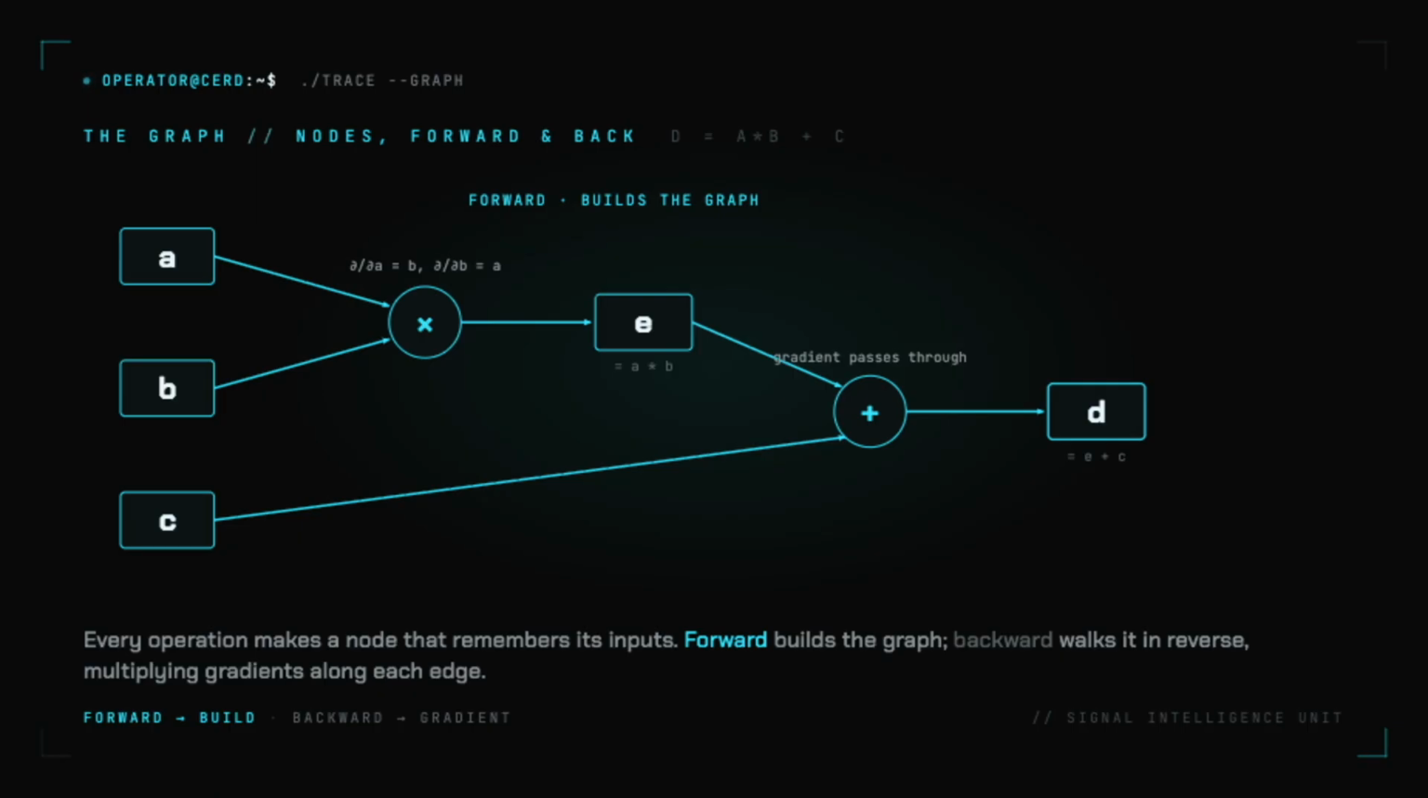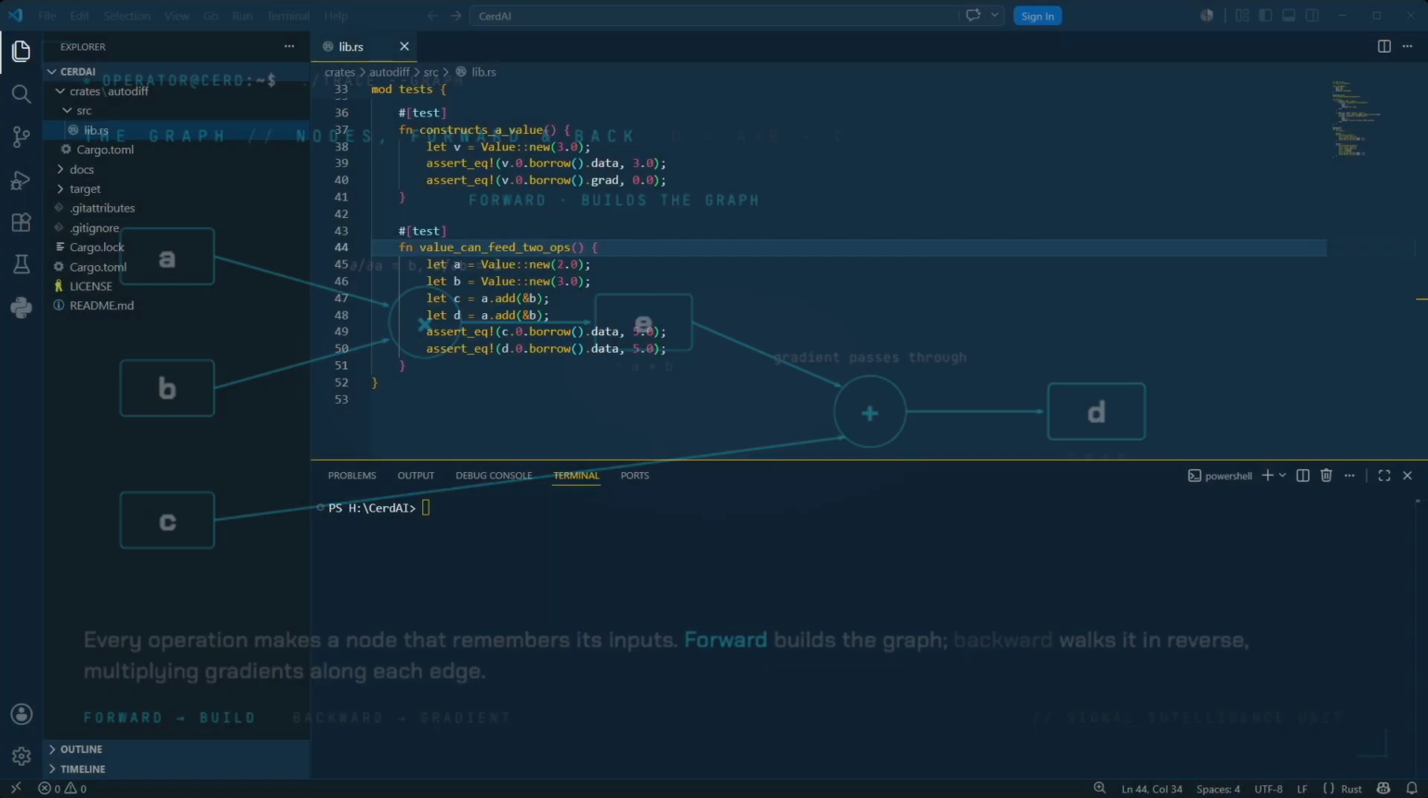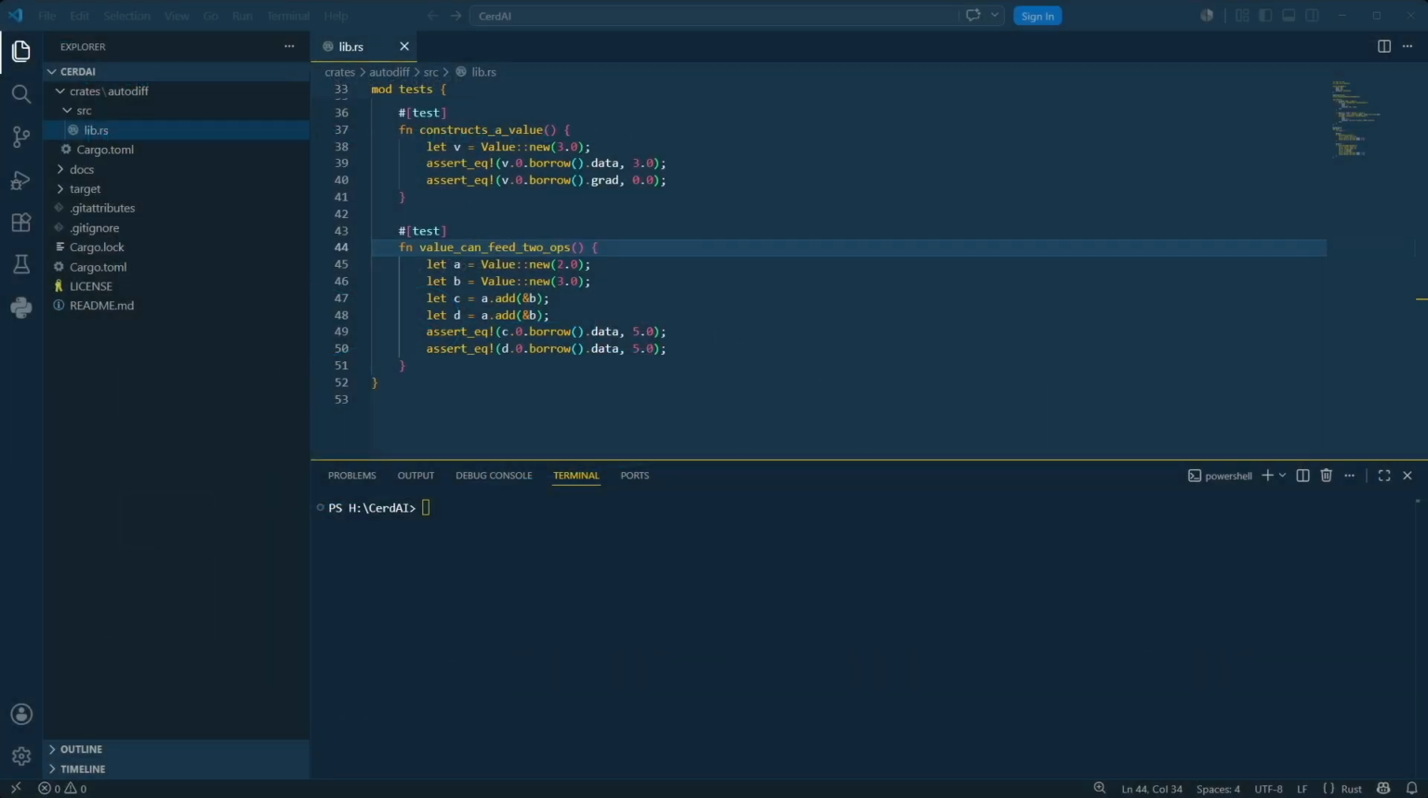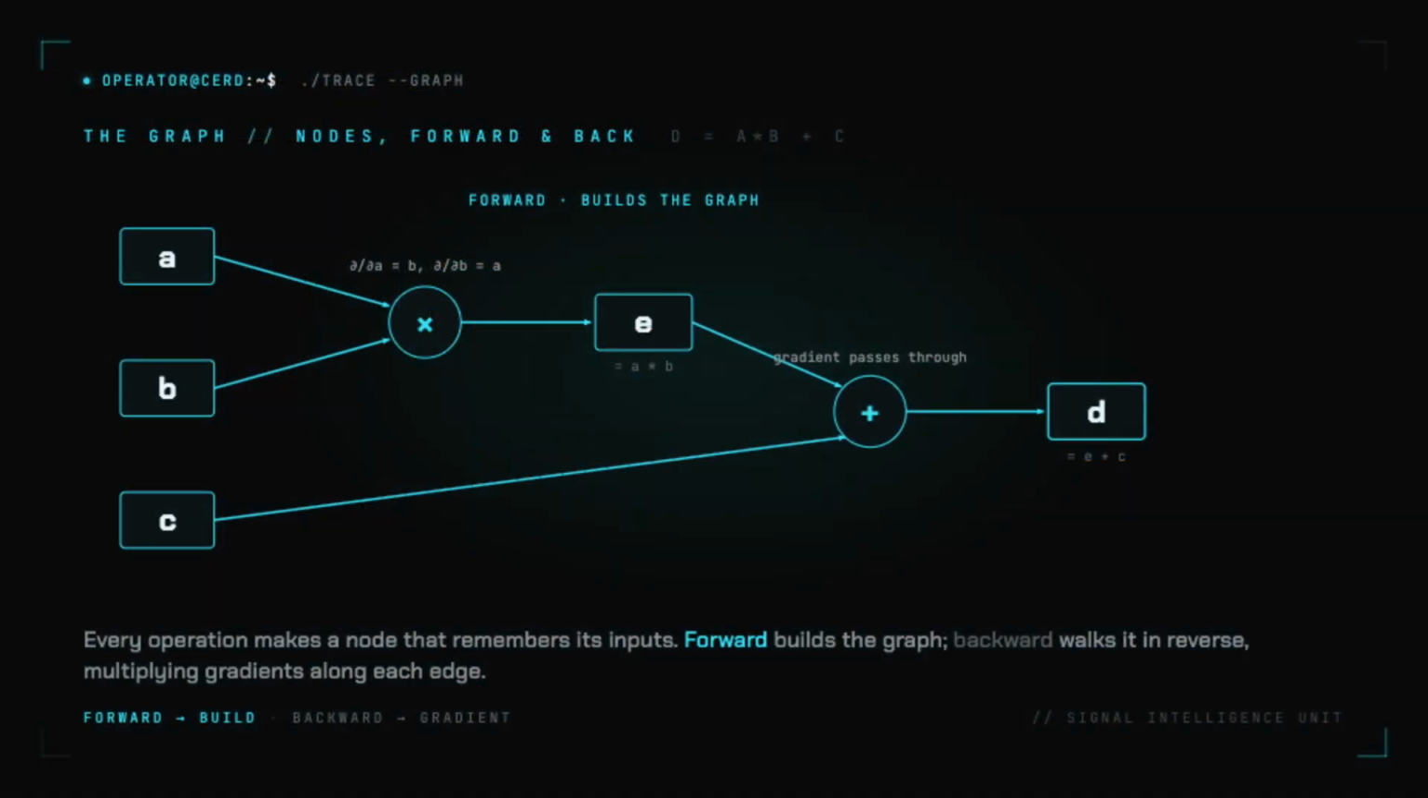So say I do A times B plus C. A, B, C are my starting nodes. A times B makes a new node, call it E. And it remembers it came from A and B. Then E plus C makes the answer D. And it remembers it came from E and C. And I didn't build that graph by hand. It wired itself up just from me writing the math. Now the whole tape idea: the graph is just a recording of what happened in order.